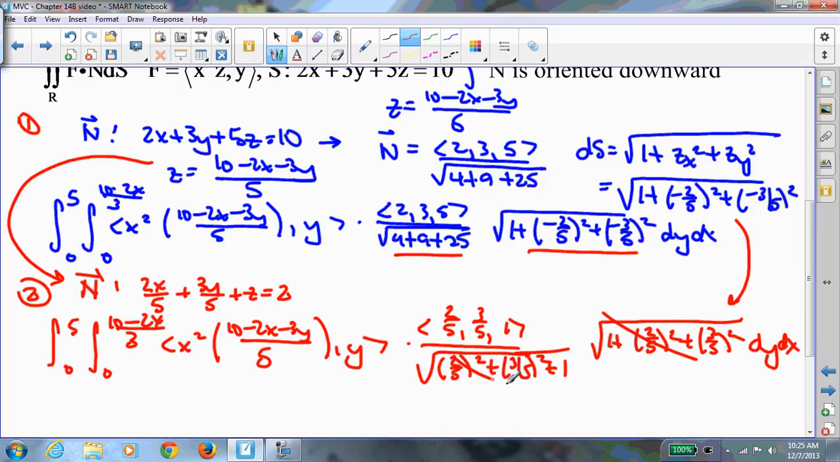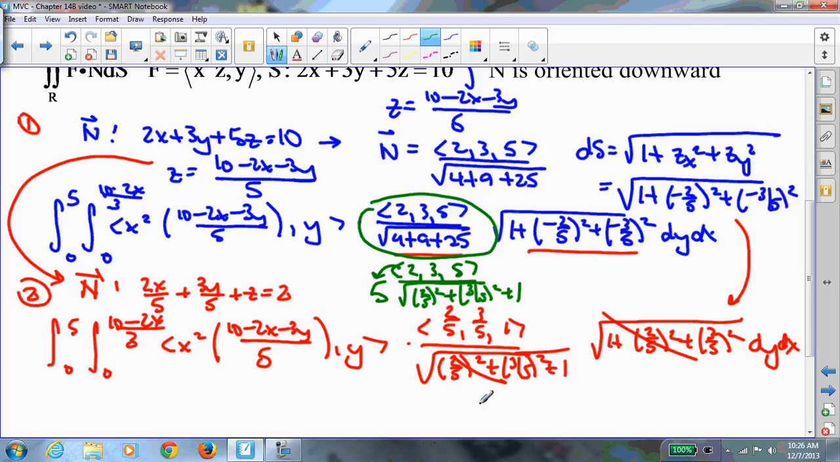So these two cancel. But again, they are equivalent because in this particular term, if I were to factor a 25 out of the radical, I would end up with a 5, 2, 3, 5, all over 2/5 squared plus 3/5 squared plus 1. And then notice my top becomes 2/5, 3/5, and 1, which is similar to what I have in red. So they are equivalent answers. One is just using the normalized unit normal vector, and then the other one is not normalizing it initially, but normalizing it afterwards.